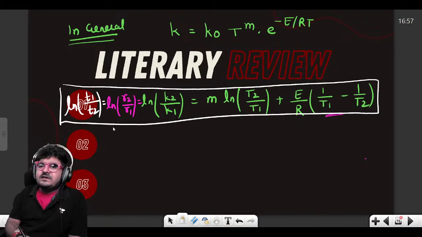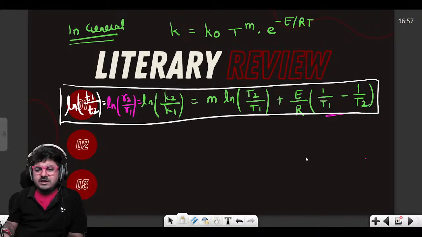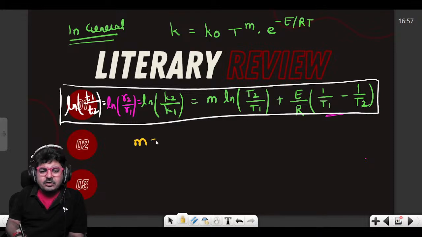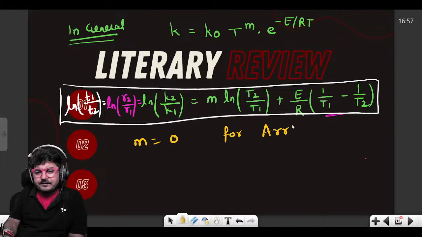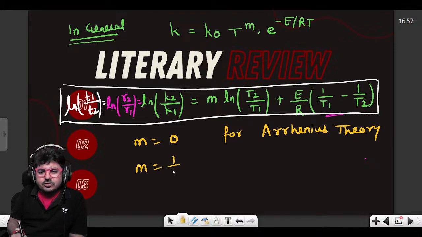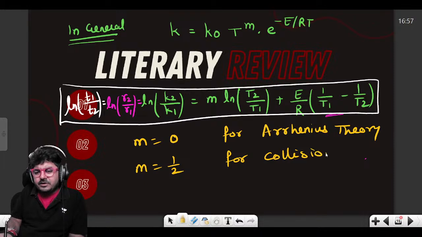Where T1, T2 are the reaction times at temperature T1 and T2. R2 upon R1 are the rates of reactions at temperature T1 and T2. K2, K1 are the rate constants at temperature T1, T2. Here you know m is equal to 0 for Arrhenius theory, and m is equal to half for collision theory.